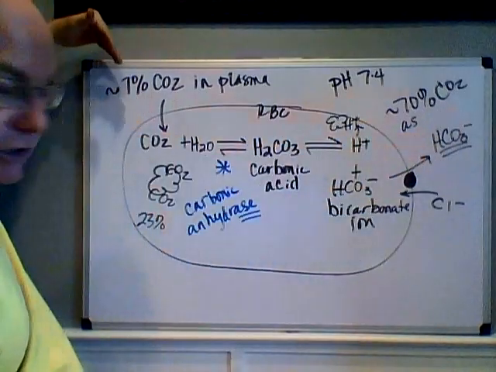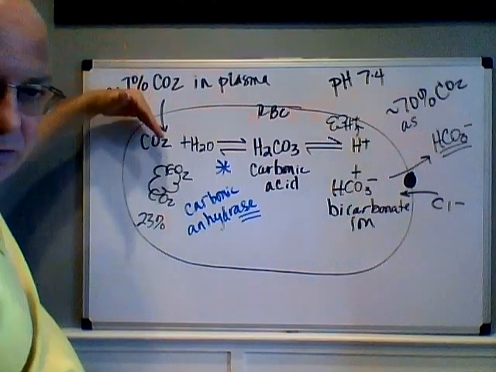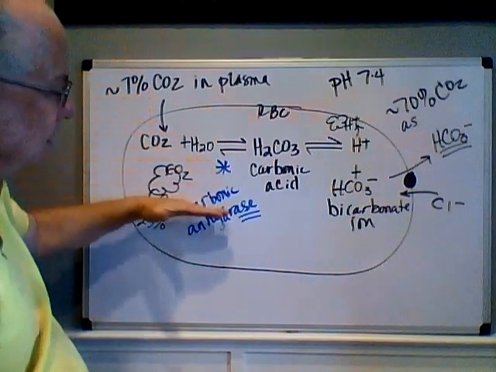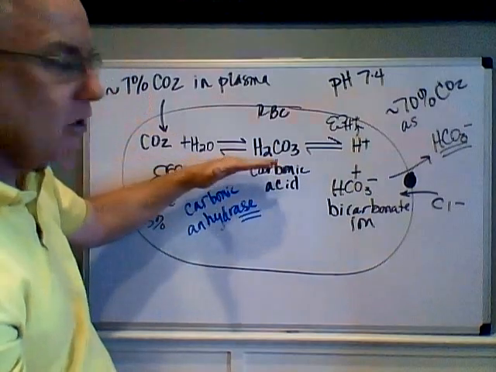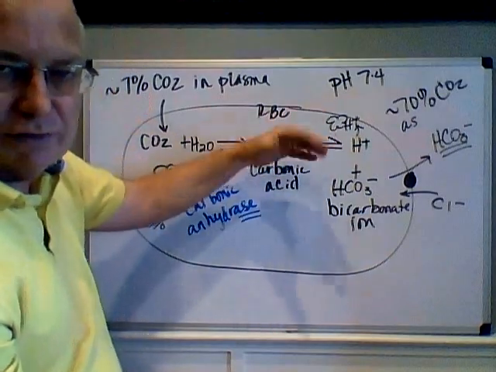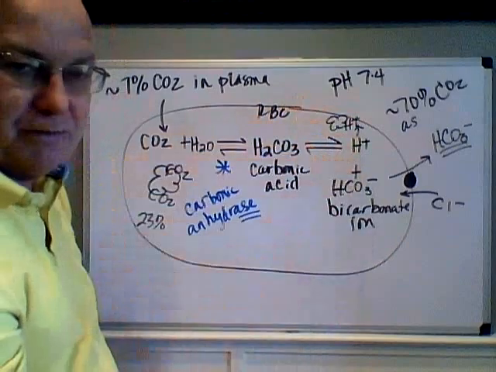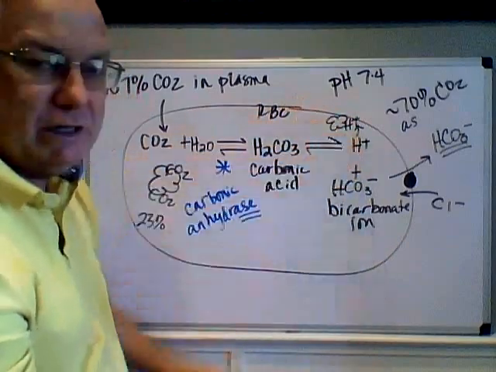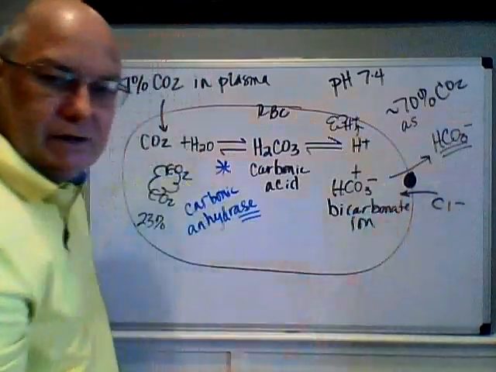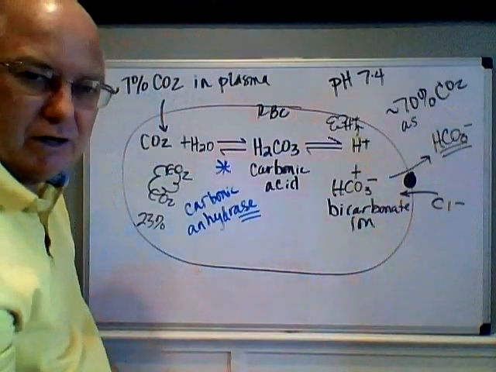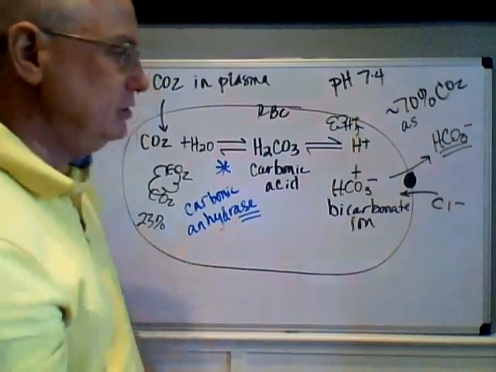In the plasma, the reactions go this way. Carbon dioxide enters the red blood cell, combines with water, in the presence of the enzyme carbonic anhydrase, and forms carbonic acid. Carbonic acid will dissociate, falls apart, to form a hydrogen ion and a bicarbonate ion. Hydrogen ion is bound to hemoglobin. Bicarbonate ion gets pumped out into your blood, and the chloride ion gets pumped back into the red blood cell. It's pretty innocuous in there.